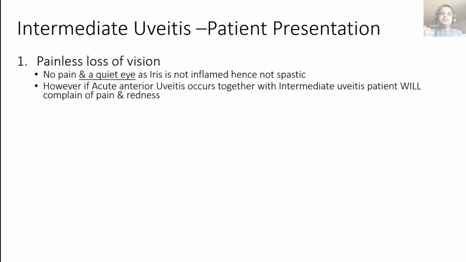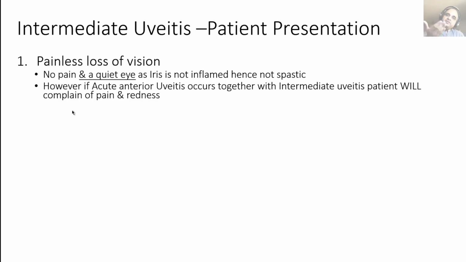So similarly, rather than break this down into sudden painless loss of vision and discuss it there, it's being discussed here because it's a part of a greater disease, and it is possible that this disease spills over into the anterior chamber and causes a red eye. That is what we have written here: although the most common presentation of an intermediate uveitis is a painless loss of vision in a quiet eye, as the iris is not inflamed and not spastic.